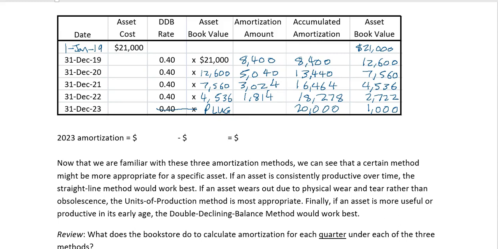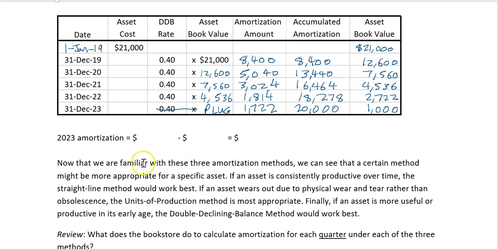Then looking at the difference between 18,278 and 20,000, according to the plug method, the amortization amount should be 1722. So you can take the difference between this and this like we did, or you can just take the difference between here and here. They'll both give you 1722.